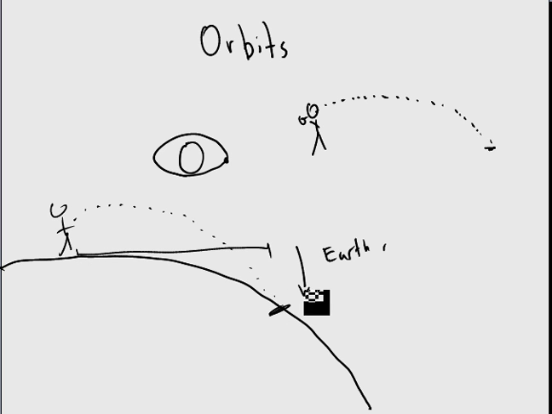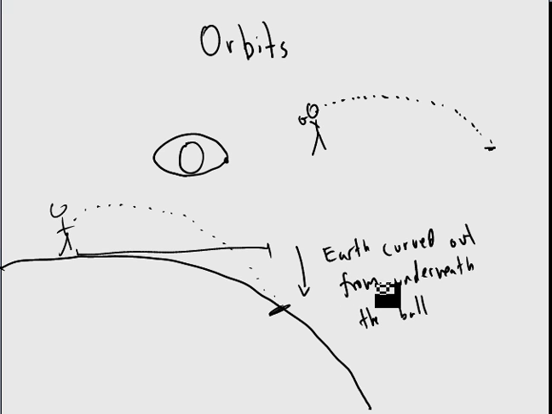Right, so the Earth curved out from underneath the ball. And that whole time the ball was falling towards the ground, but the ground just happened not to be there until it got to here. If we extend this, you can imagine that I could throw a ball fast enough that as it's falling towards the Earth, the Earth is curving out from under it, so it never actually hits the ground. And that's what it means to be in orbit.